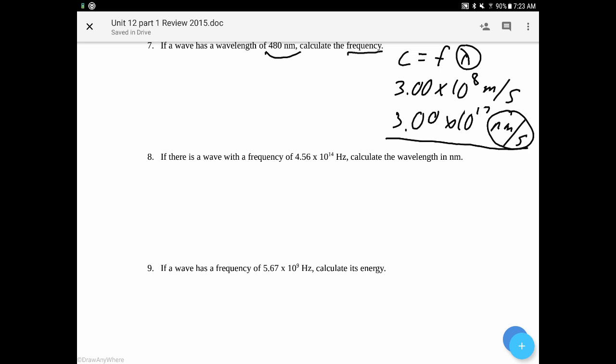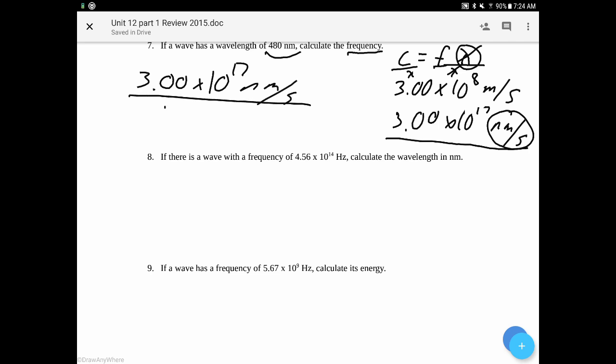Next, we need to find the frequency. That's our unknown, so we have to get frequency by itself. We do that by dividing both sides by wavelength. Wavelength cancels out on one side, so we are left with c over wavelength equals frequency. Now we just plug everything in: c, which is 3.00 times 10 to the 17th nanometers per second, divided by the wavelength, which is 480 nanometers.